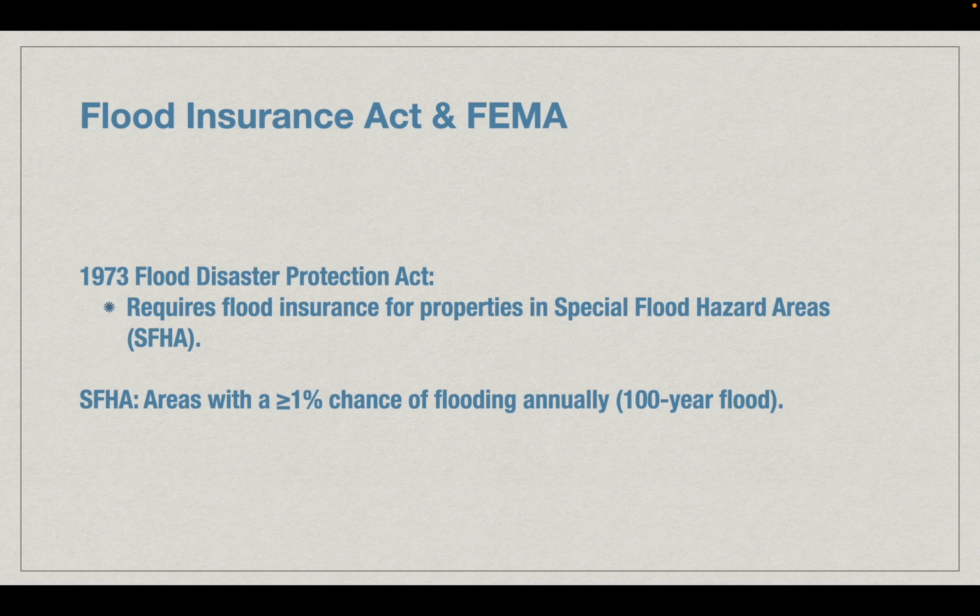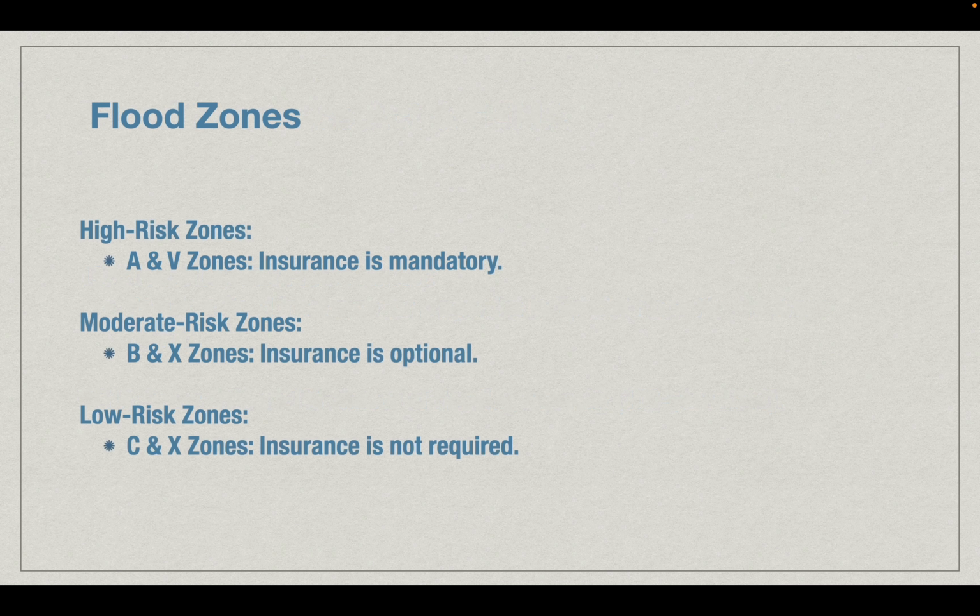The 1973 Flood Disaster Protection Act made it a requirement to have flood insurance if your property is in a special flood hazard area, SFHA. These are areas that have at least a 1% chance of flooding every year, also known as a 100-year flood zone. Flood zones are categorized by risk.